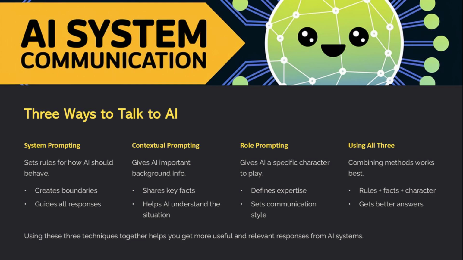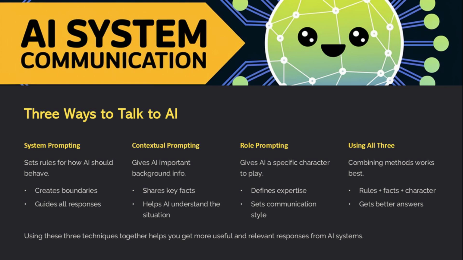The 3 key techniques for effectively communicating with AI systems are system prompting, contextual prompting, and role prompting. System prompting sets the rules and boundaries for how the AI should behave and respond. Contextual prompting provides the AI with important background information to help it understand the situation, and role prompting assigns the AI a specific character or identity which shapes its communication style and expertise.